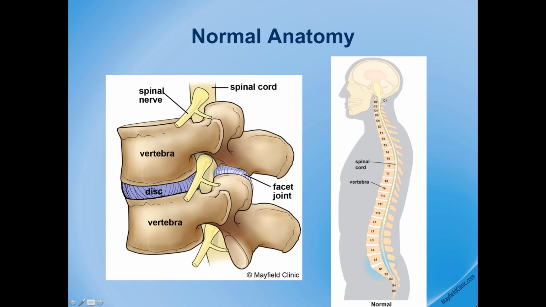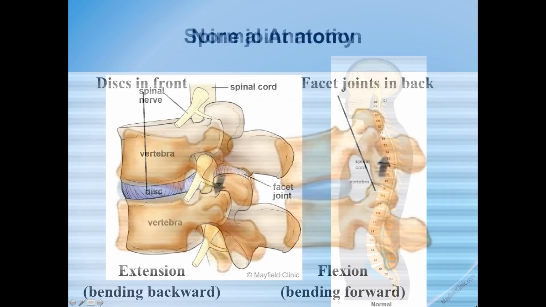The nerves exit through the spine through small holes on each side. These are your neural foramen. Problems in the spine occur when the discs degenerate and the joints develop arthritis. This leads to progressive narrowing around the nerves.